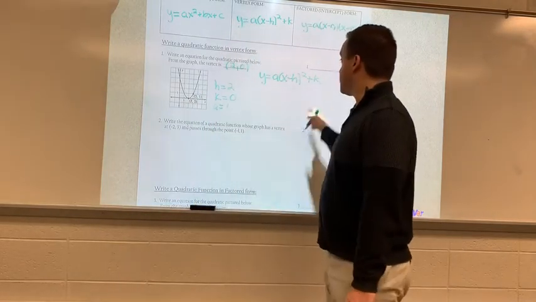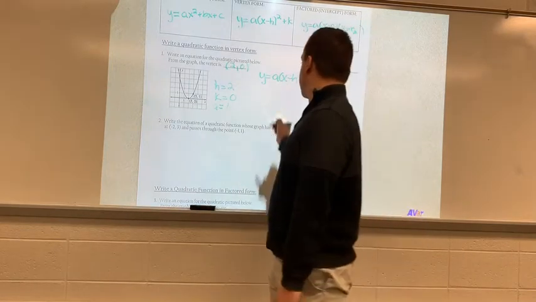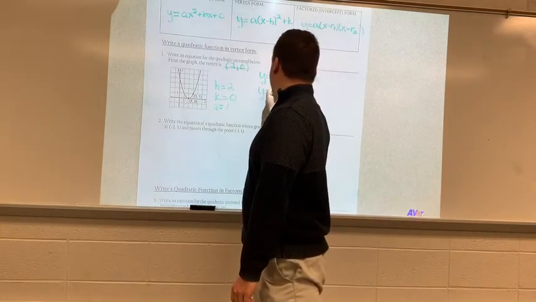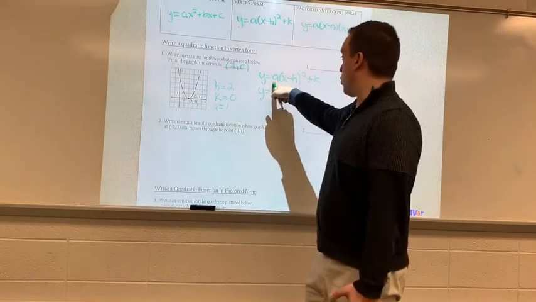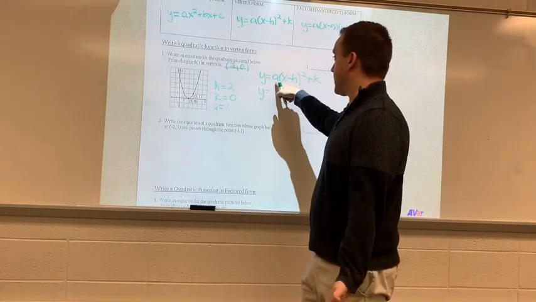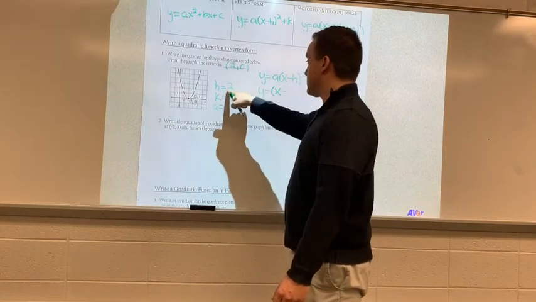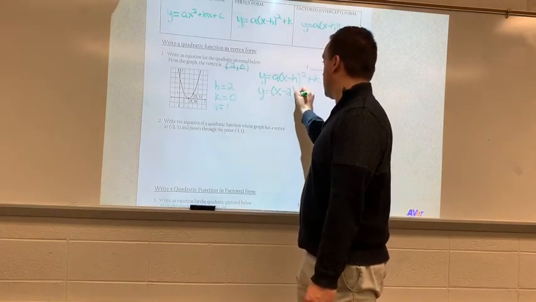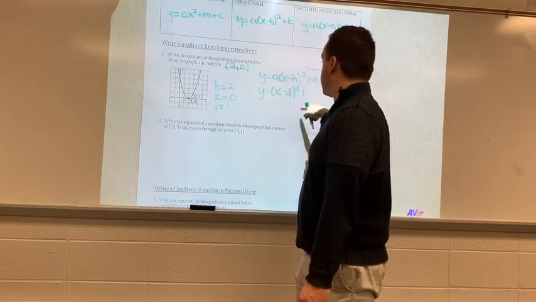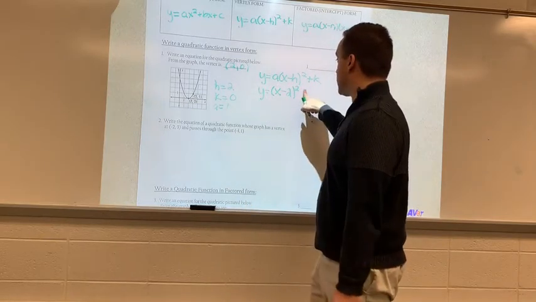So as I substitute those values into the equation, we would get y equals, if a is 1, I can just not write the a. So x minus, substituting h, that would give me 2 squared plus k would be 0, so I can leave that off.